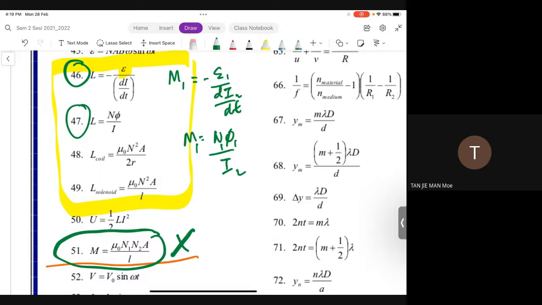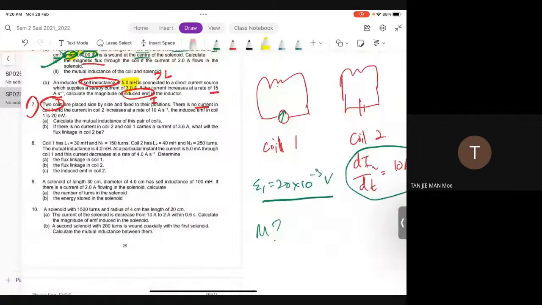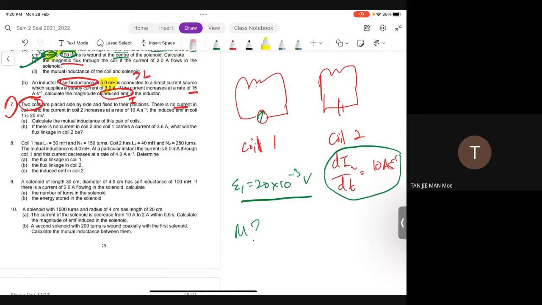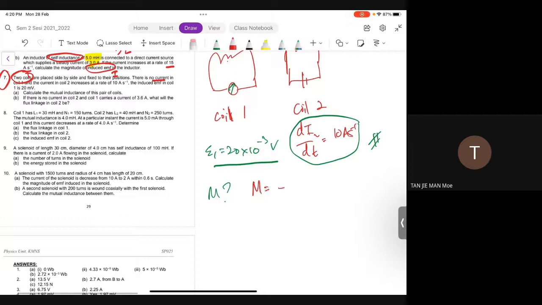Okay, so kita tengok balik soalan tadi, what they give you, they give you EMF. Kalau you perasan, dia ada bagi you EMF, dia ada bagi you the dI over dt. So, I will use this formula lah, M equals to EMF over dI over dt. So, that's why saya kata walaupun dia give you formula, but kalau you tak tahu nak pakai, dia tak ada function lah. Okay, so kita pergi balik sini tadi. So, saya akan gunakan formula M tadi tu lah. M equals to negative EMF over dI over dt.